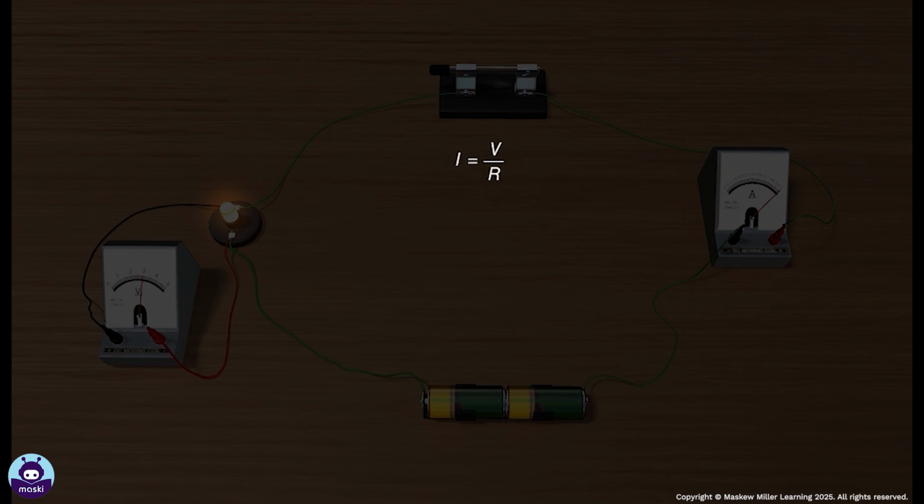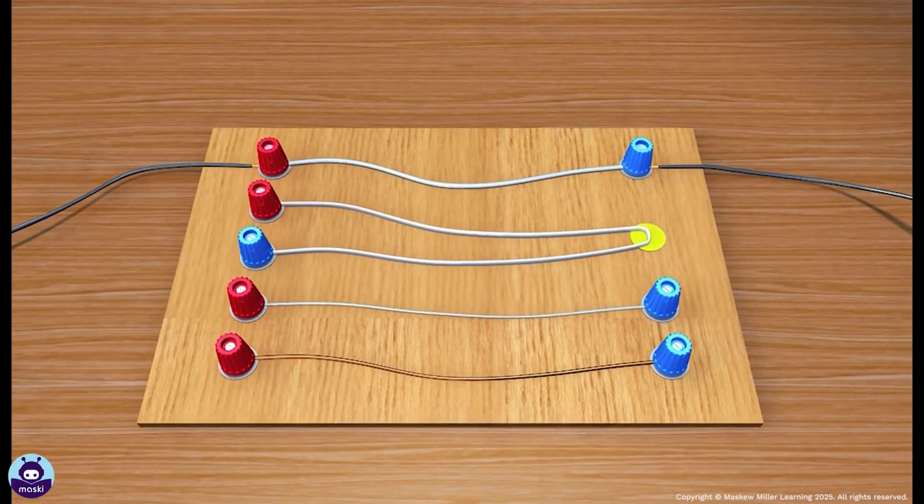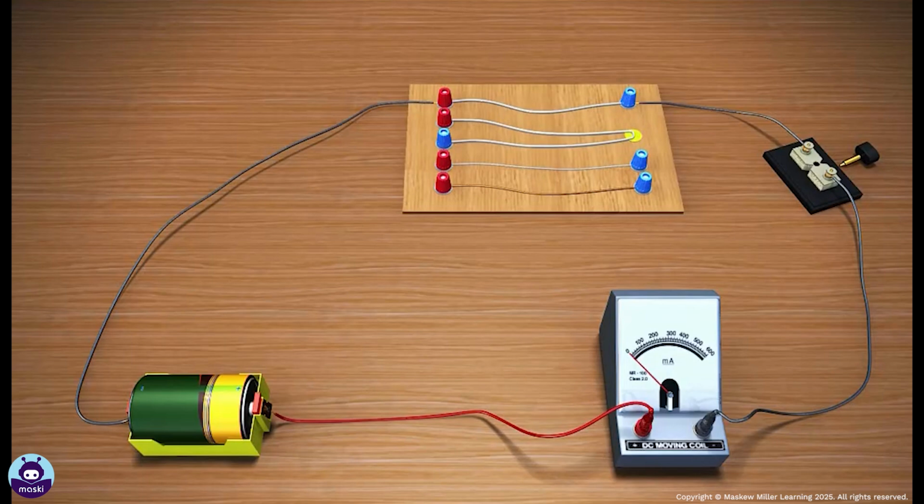There are two main factors that affect the resistance of a resistor: length and area of cross-section. Let us conduct an experiment to understand the effect of these factors. Consider a circuit having a cell, an ammeter connected in series, and a plug key. On a board, we have connected 4 different conducting wires. The first 3 are made of nichrome and the 4th is made of copper.